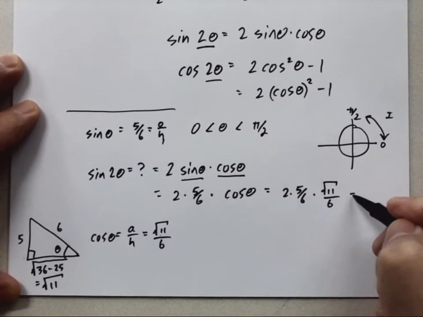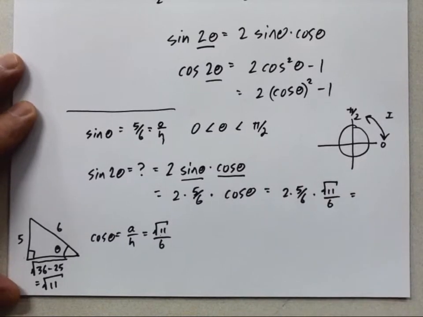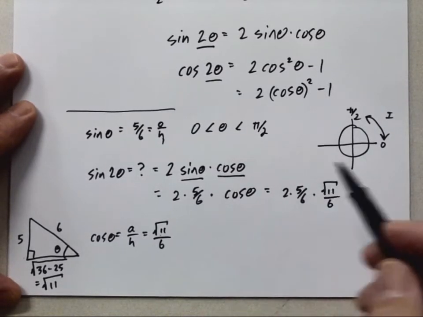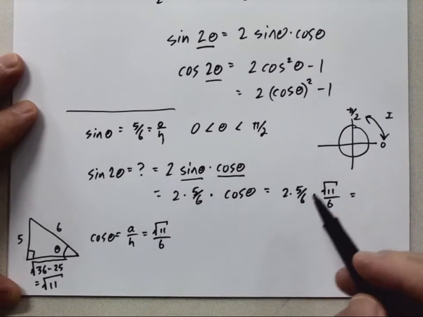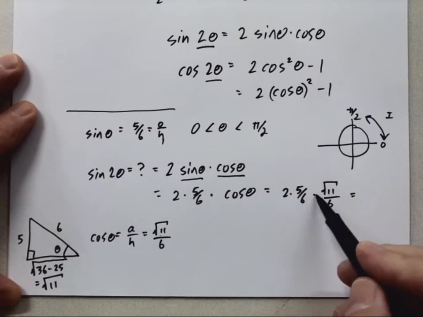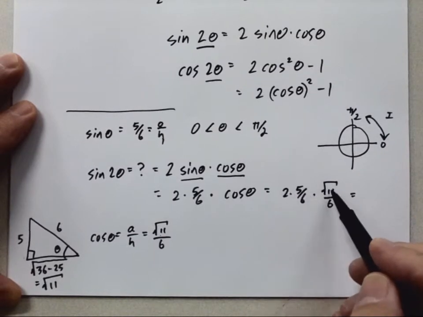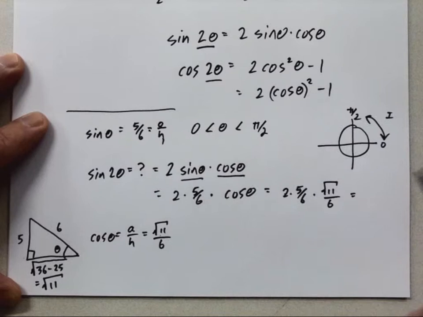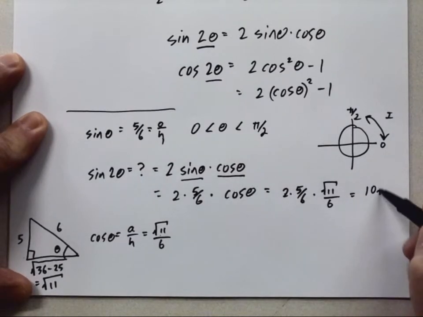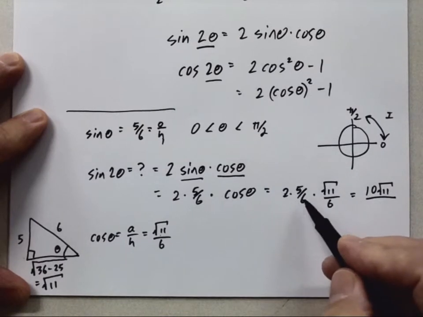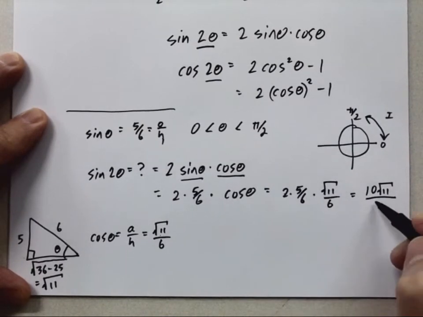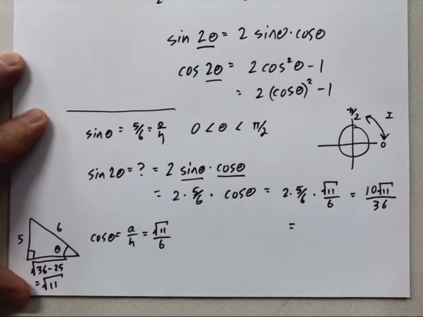So here, now we get back to doing some algebra, and I explained this at the beginning of this lecture. 2 times 5/6 times square root of 11 over 6. The 2 gets multiplied by the other numerators. So 2 times 5 times square root of 11, 10 square root of 11, and then the denominators get multiplied. 6 times 6 is 36. Now 10 over 36, I can reduce that, right? Common factor of 2.